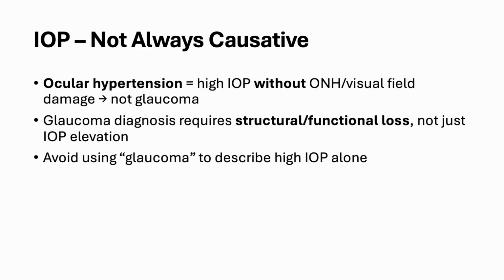It's important to distinguish between ocular hypertension and glaucoma. Ocular hypertension refers to elevated IOP without structural or functional damage, and therefore it does not qualify as glaucoma. A true diagnosis of glaucoma requires evidence of optic nerve head damage or visual field loss, not just pressure elevation. So we should avoid labeling patients as having glaucoma based on IOP alone.